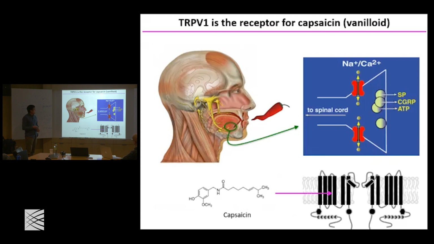It's a receptor for capsaicin. Capsaicin is the active ingredient of chili pepper. It binds to this receptor and generates a signal, an electrical signal, to generate this burning hot sensation. And it's also an internal heat sensor.